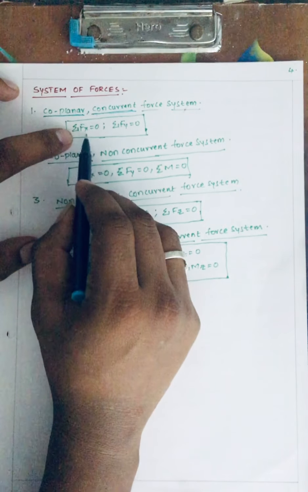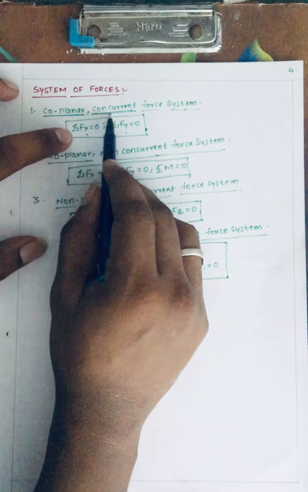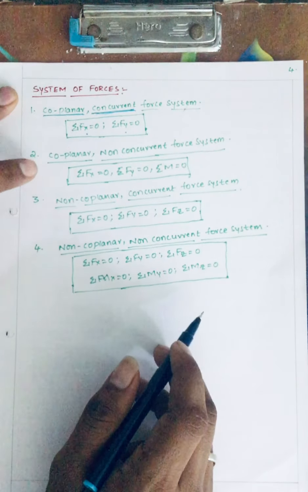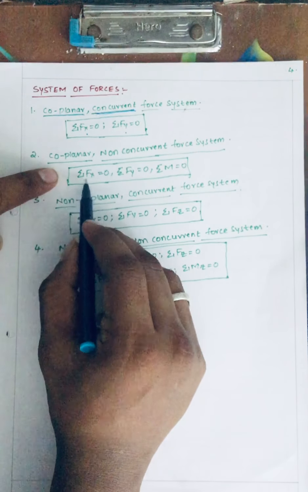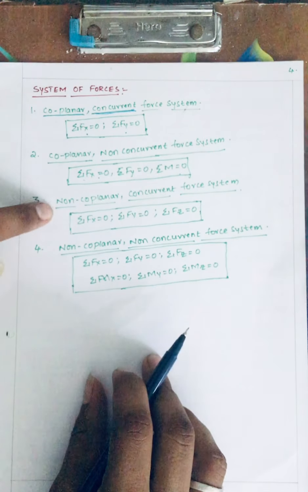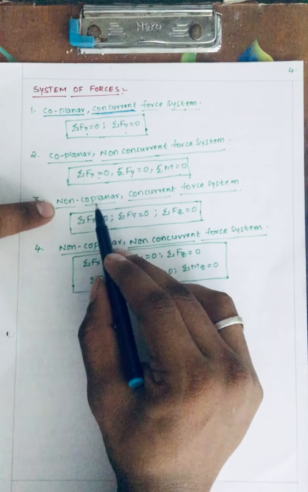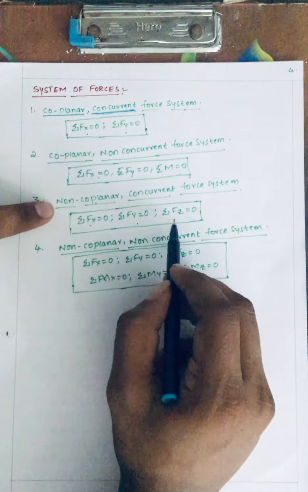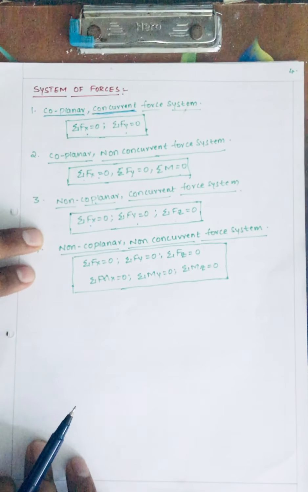In a single plane, we have sigma fx equal to 0, sigma fy equal to 0. Here concurrent means the forces are coming and meeting at a joint. That is known as concurrency. Next, coplanar non-concurrent: sigma fx equal to 0, sigma fy equal to 0, sigma m equal to 0. Next, non-coplanar, where we now go to the 3D picture. In a non-coplanar concurrent force system, sigma fx equal to 0, fy equal to 0 and fz equal to 0. And the next one is the non-coplanar non-concurrent force system.